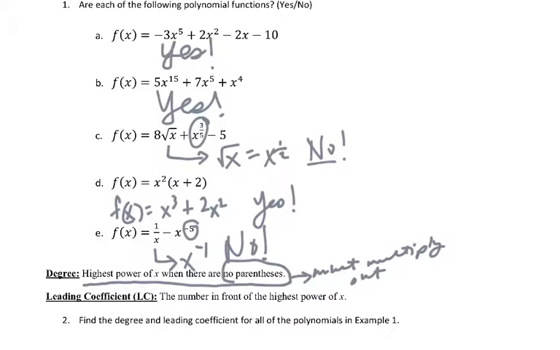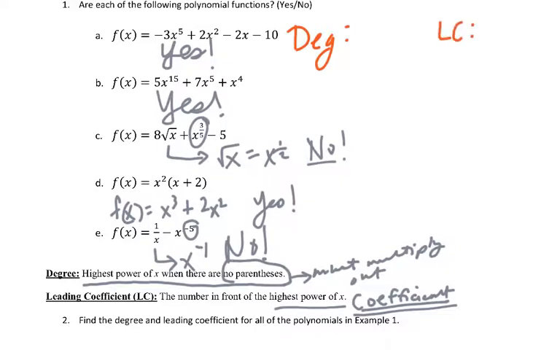But we're also going to figure out what our leading coefficient is. The leading coefficient, which we'll abbreviate with LC, is the number in front of the highest power of x. It's the coefficient. That's the proper term: the coefficient of the highest power of x. So on each of the examples that we saw in part 1, we're going to go back and determine what the degree and the leading coefficient are.